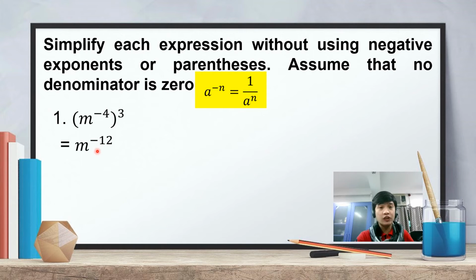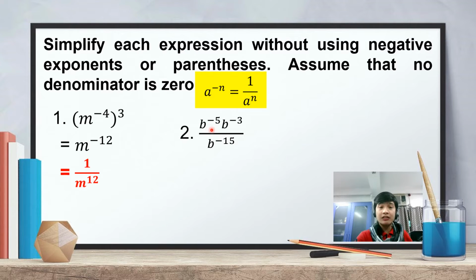However, since the instruction is to remove the negative exponents, we will apply this rule. So in this case, our final answer for number 1 is 1 over m raised to 12. Okay, so m raised to negative 4 quantity raised to 3, if we simplify this one, that is 1 over m raised to 12. That is our example number 1. Let's have example number 2.